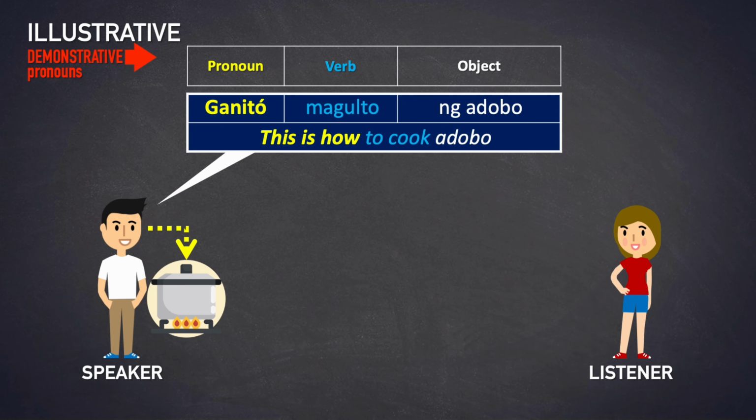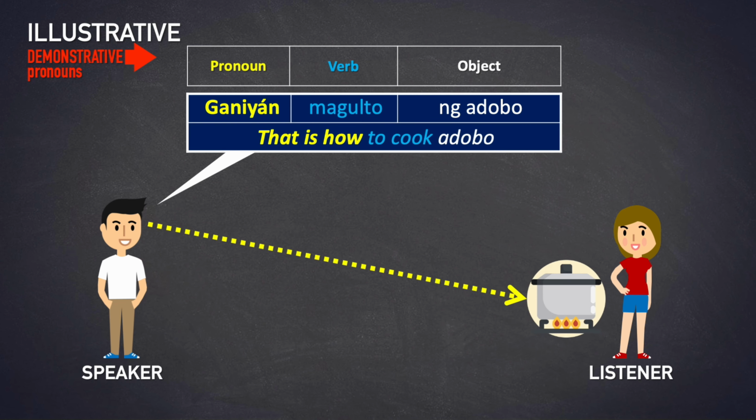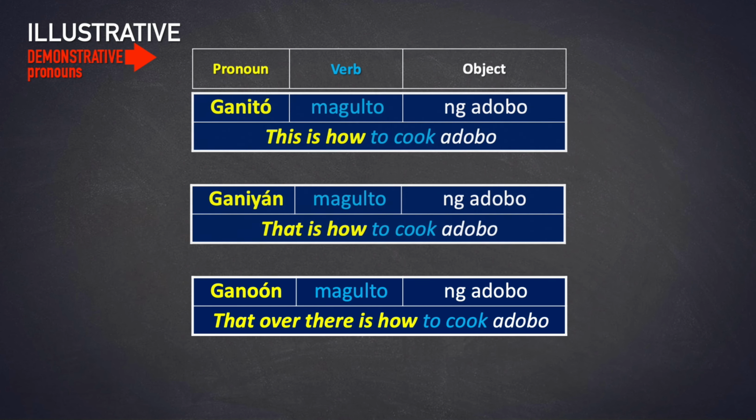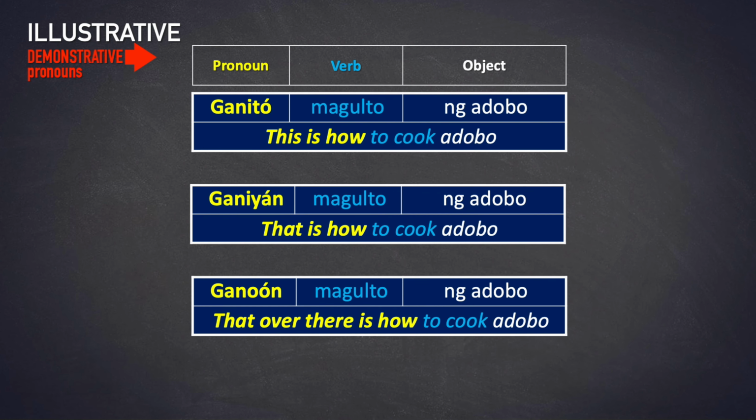Here goes. Ganito magluto ng adobo. This is how to cook adobo. Ganiyan magluto ng adobo. That is how to cook adobo. Ganoon magluto ng adobo. That over there is how to cook adobo. As you can see from the examples, the illustrative demonstrative pronouns ganito, ganiyan, and ganoon are used to illustrate how something is done. In this case, how to cook adobo.